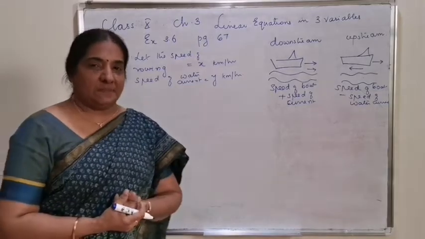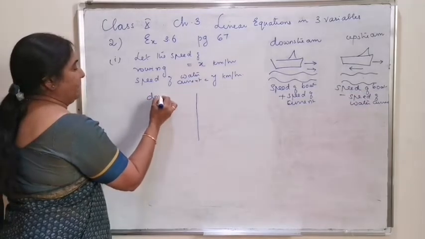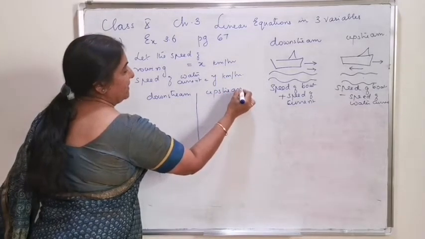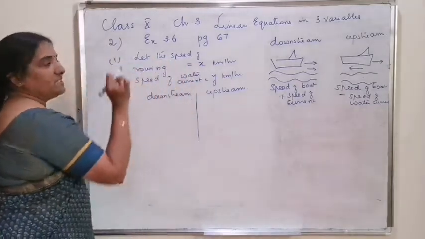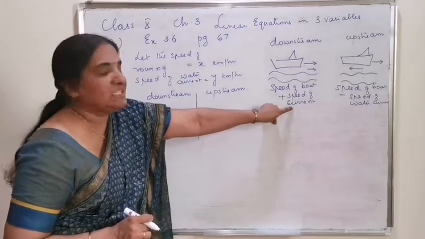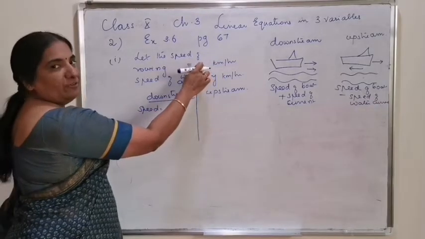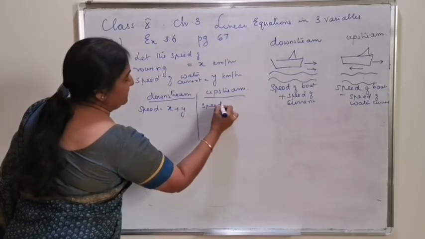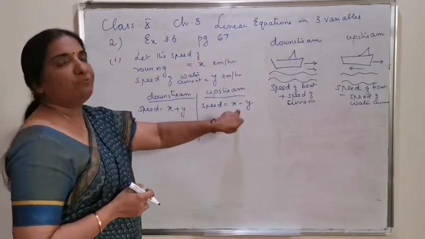Whenever we have problems in upstream and downstream, just divide into two parts. We can write about the downstream movement and upstream movement. In any question, the speed downstream will always be the speed of the person or boat plus speed of water current. Downstream, the speed will be speed of Ritu rowing plus water current, x plus y, and in upstream the speed is speed of Ritu rowing minus speed of water current.